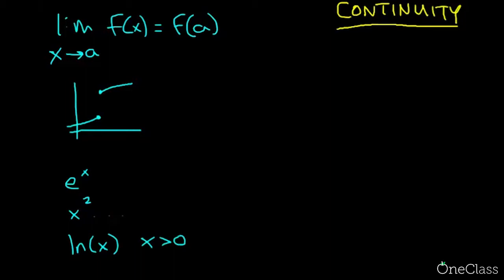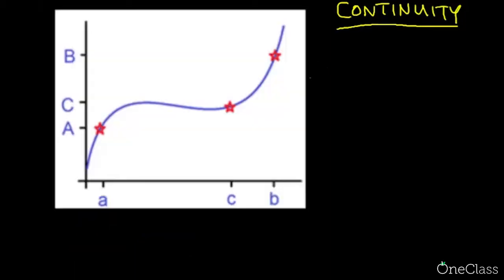Now an important thing to know about continuity for midterm 1 is the intermediate value theorem. So let's talk a bit about that. Let's say we have this function, and let's call it f of x. So f of x takes on the value a at little a. F of little a is equal to a. F of little b is equal to b.